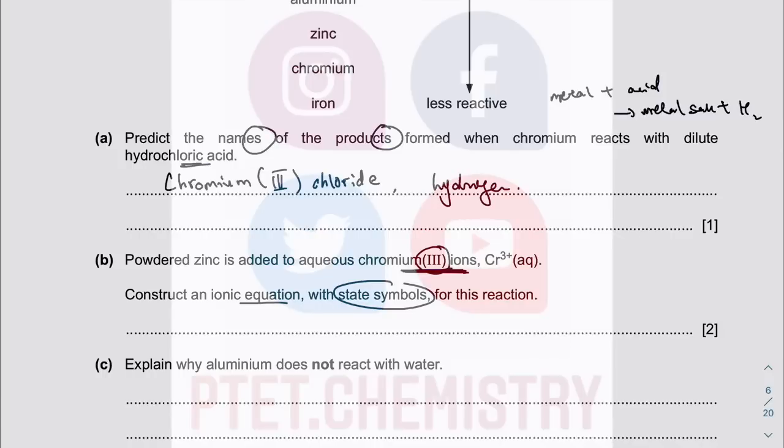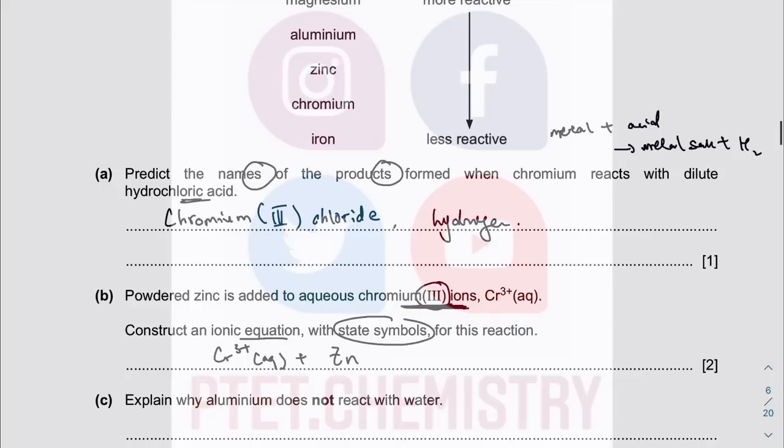So you will start off from chromium 3 plus aqueous. You will react that with powder zinc. So zinc is more reactive metal than chromium. So this will give you a zinc 2 plus, and then it will displace chromium out. The thing is, here you would need a solid, and you should probably put down there is aqueous, and then chromium, which is a metal and it's a solid.